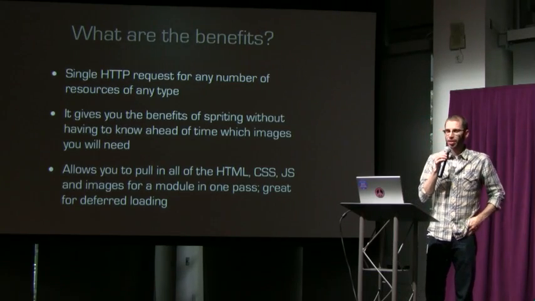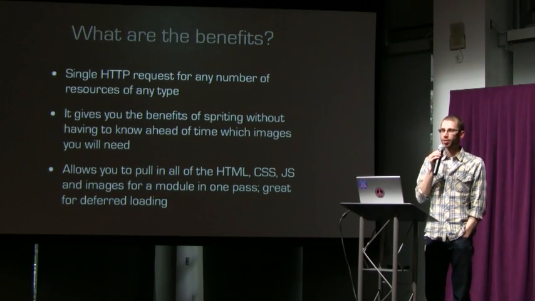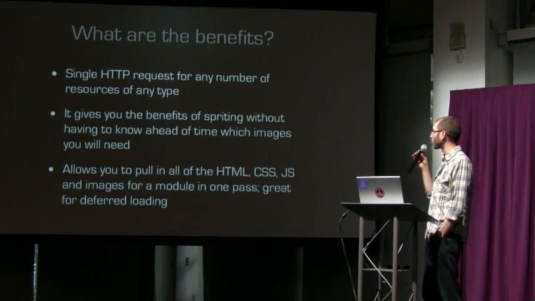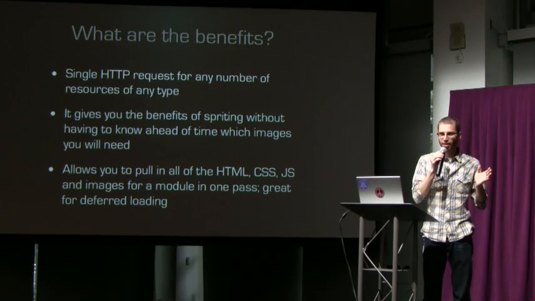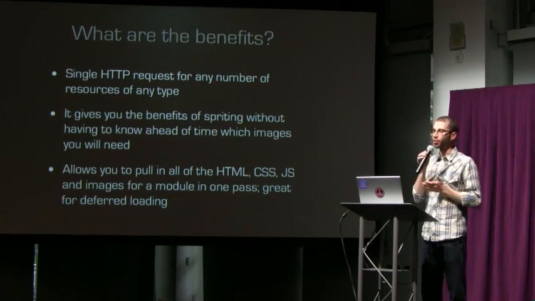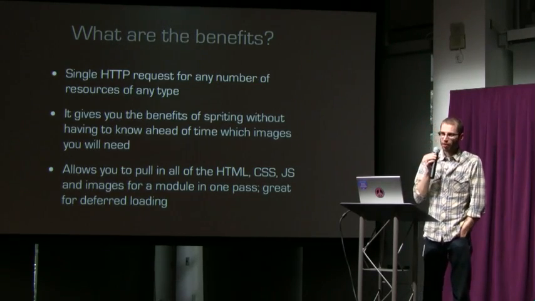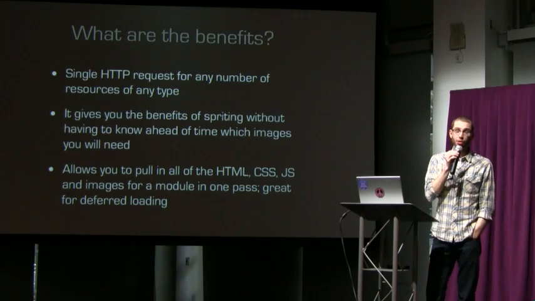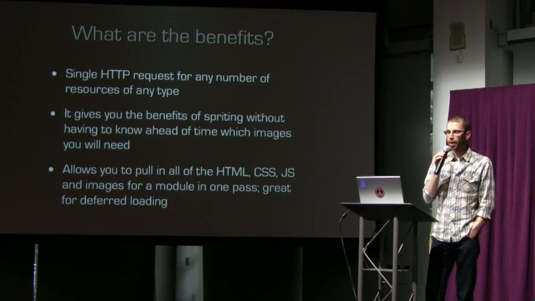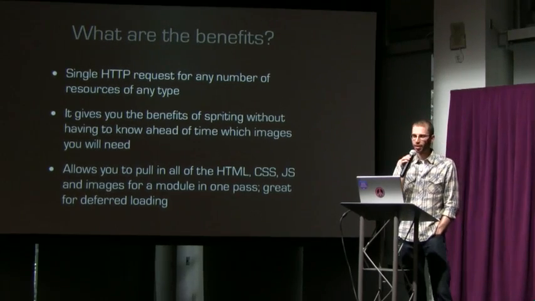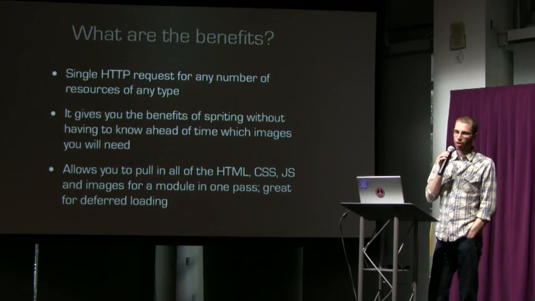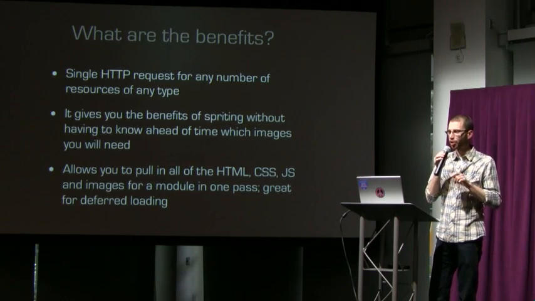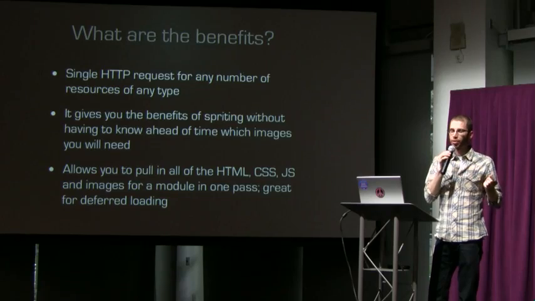So what are the benefits of this? Obviously, the huge benefit is to HTTP requests. Instead of having 500, 1,000, whatever, we just now have one. And this is true for any number of any type of resource. So instead of just concatenating your CSS together and your JavaScript together, you can concatenate both of them together into one file. It gives you the benefits of spriting images without actually knowing ahead of time which images you need. And in terms of the Digg user page and the Flickr photo page, this is a huge benefit because we have absolutely no idea ahead of time what images we need. It allows you to pull in all the HTML, all the CSS, all the JavaScript for a module on a page in one go. So let's say when a user clicks a button, you're going to load some modal dialog. You can bring in all the pieces you need for that in one request.